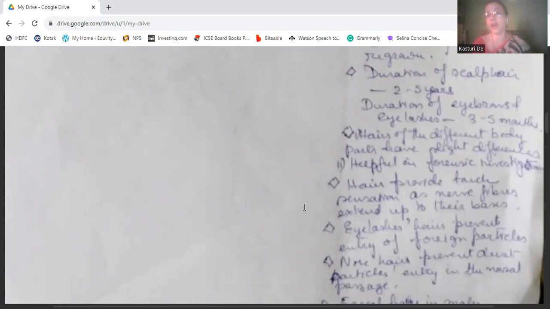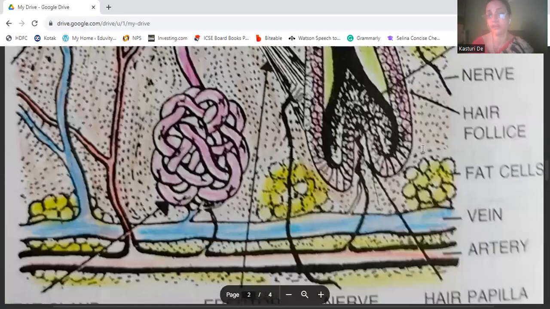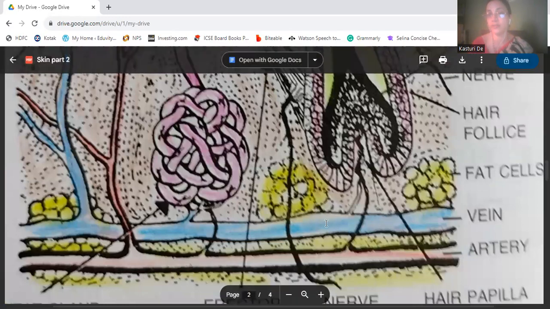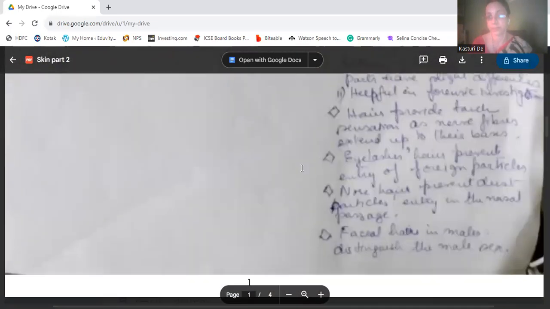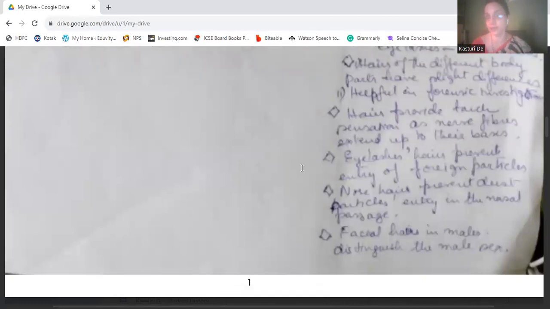Now hairs provide a touch sensation. Why? Because they have nerve fibers which extend up to their bases. We have seen that inside the hair papillae, we have nerve endings and blood vessels. So they also provide some touch sensation due to this. Now the eyelashes. The hairs present in the eyelashes help to prevent the entry of any foreign particles. Any foreign particles which try to enter, or accidentally enter, at that time our eyelashes close our eyes. So that helps prevent the entry of foreign particles.